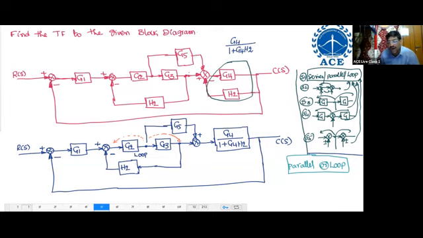This is a take off point. This is a take off point. This is called a summing point. This is also a take off point. A take off point should be shifted towards a take off point only. A summing point should be shifted towards a summing point only. Then the problem becomes very easy. The simplification becomes very easy.